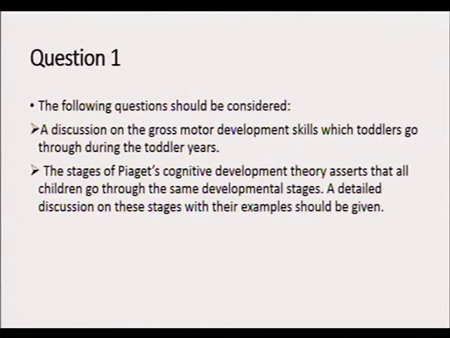I'll just repeat again. The stages of Piaget's cognitive development theory assert that all children go through the same developmental stages. That is the argument of Piaget in the case of cognitive development. So you should give a detailed discussion on all these stages that Piaget talks about. While you're discussing them, give examples. That is the last part of your question 1.